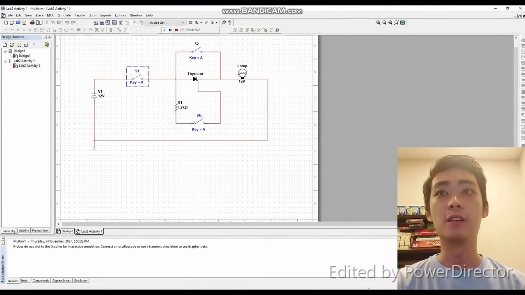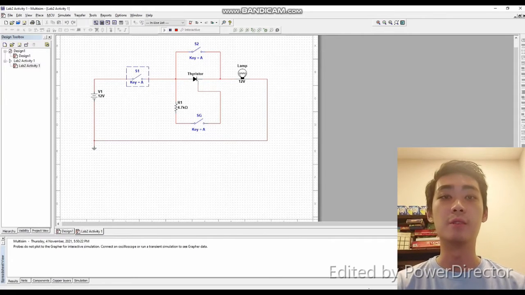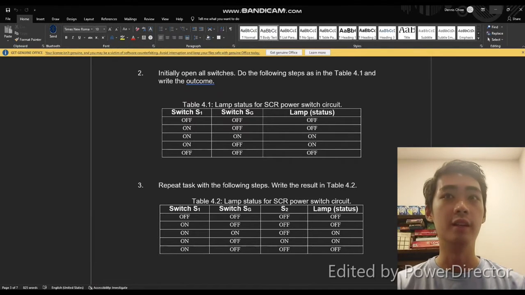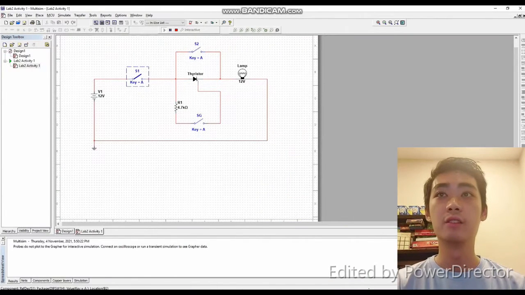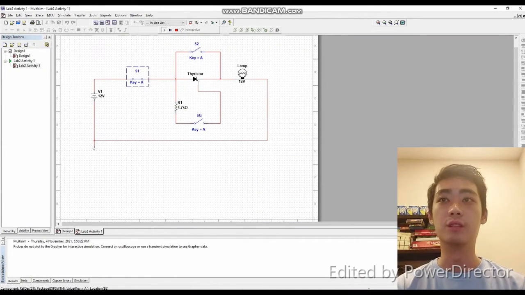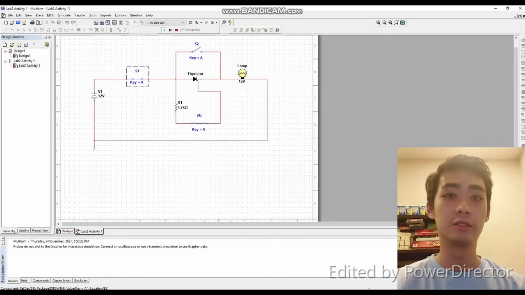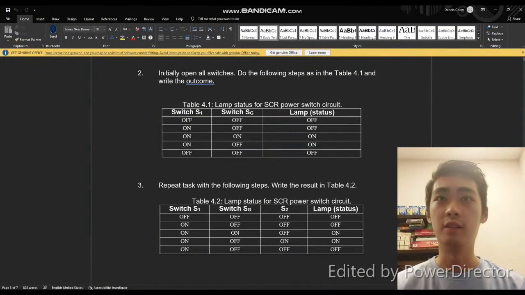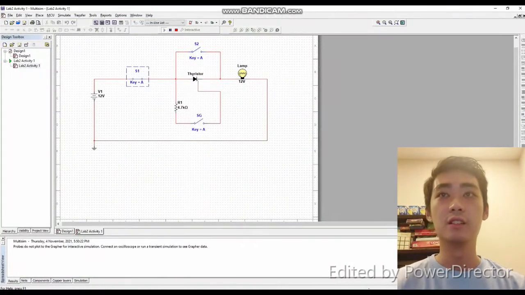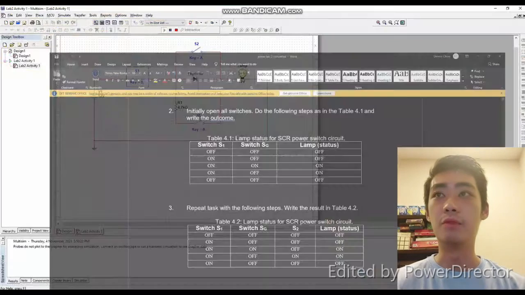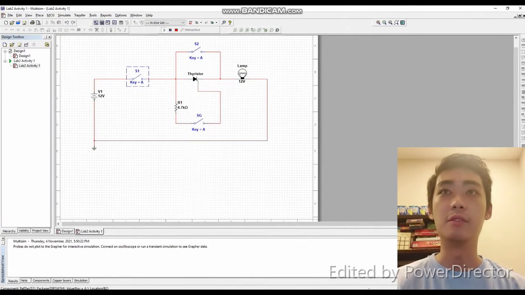So for S1 and SG both off, we see the lamp is off. And for S1 on and SG off, the lamp is also off. And for both S1 and SG on, the lamp is turned on. Then after that, we turn off SG, but the lamp is still turned on. And after that, both are off, and here we see the lamp is off.